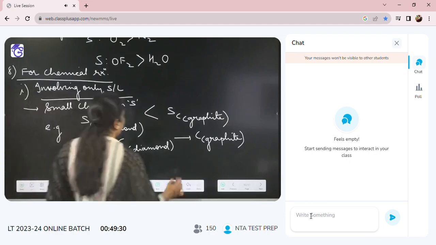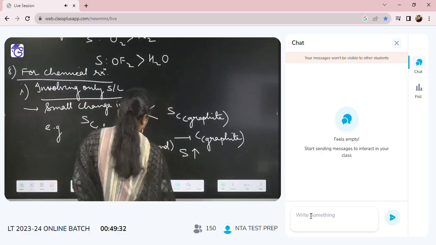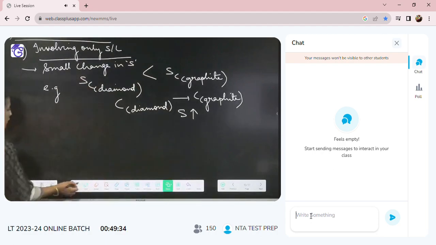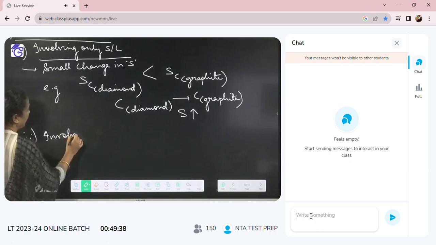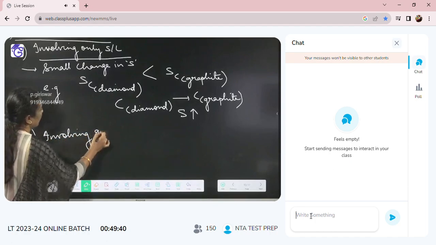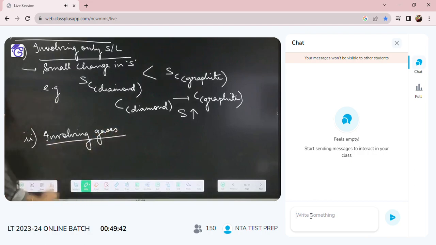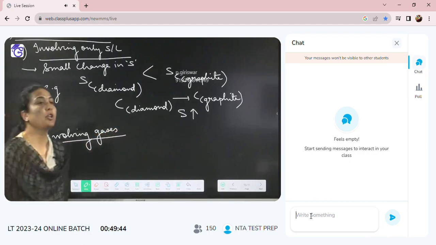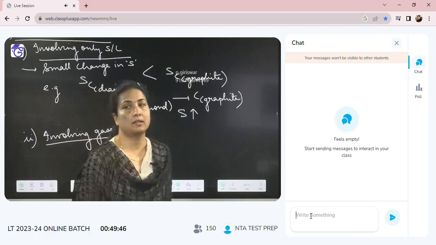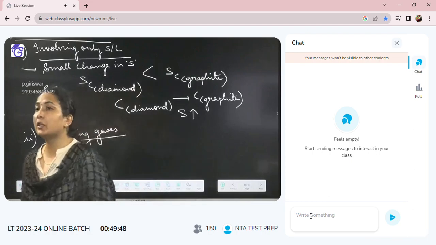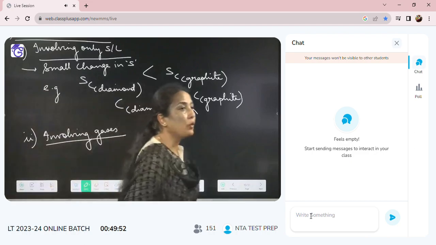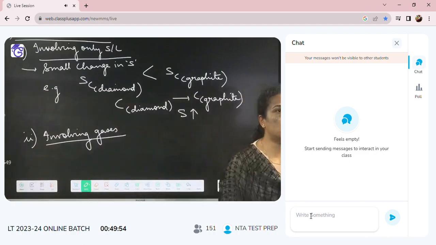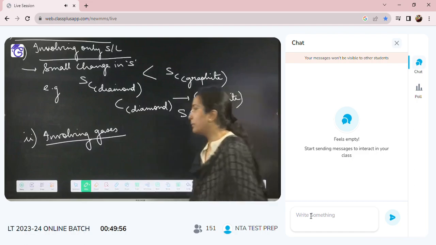Increase, correct. So entropy is going to increase. Good. Second one I am writing: involving gases. Now when I write involving gases, what does it mean? I have not written involving only gases. In the above one, I have written involving only solid and liquid. There was no gas. Second one is involving gases, which means there is a chance that solid and liquid can also be present here.